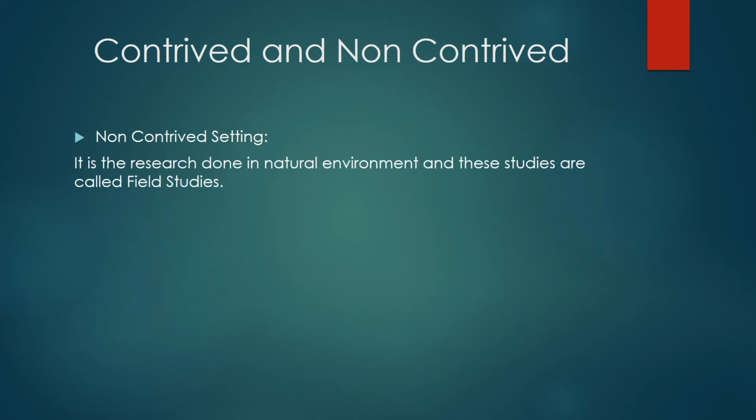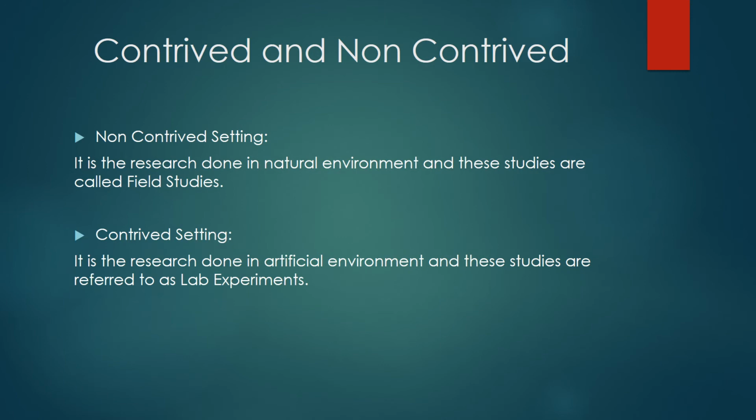Now we'll have a look at the study settings that can be contrived and non contrived. First, we have non contrived setting. It is the research done in natural environment, and these type of studies are called field studies. Whereas contrived setting states that it is the research done in artificial environment, and these studies are referred to as lab experiments.